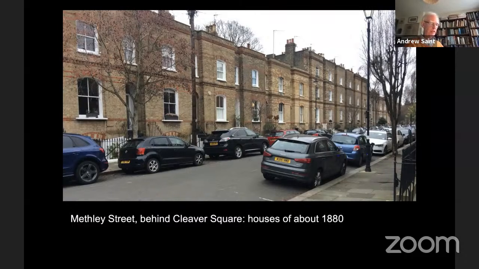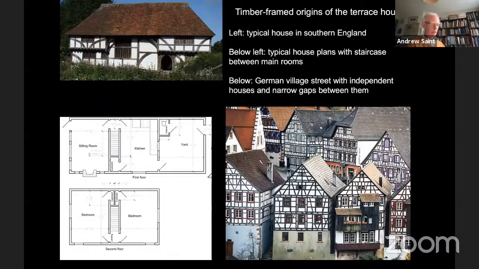The first thing to say is that there's nothing unique at all to London about this typology. Imagine the main street in any medieval village in Northern Europe, particularly the picture on the bottom right here, it's a village in Germany. What you find is a series of timber houses jammed end on to the road with very little room between them in order to maximize their number as space becomes a premium.